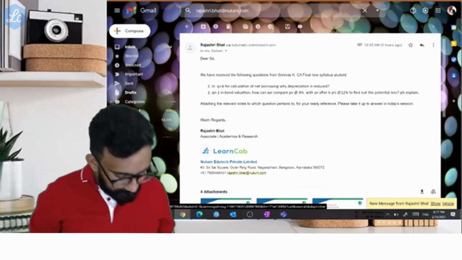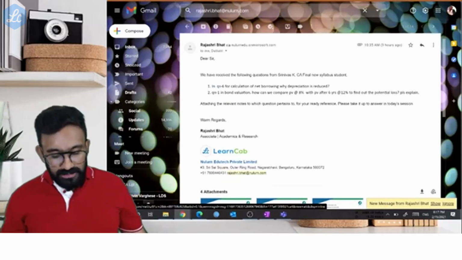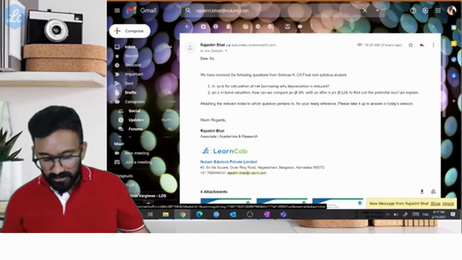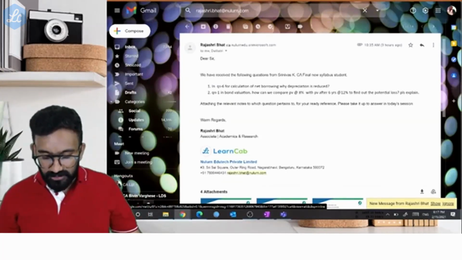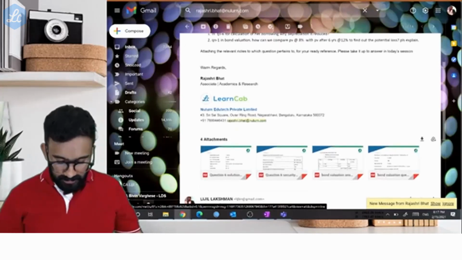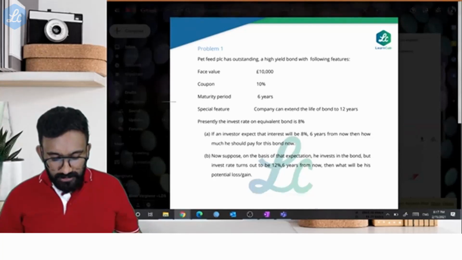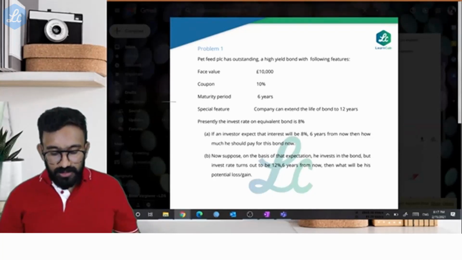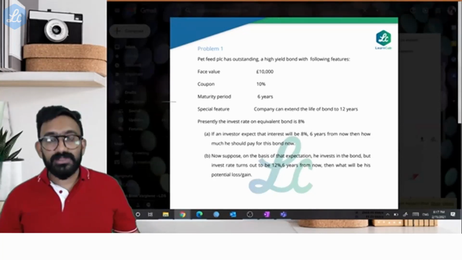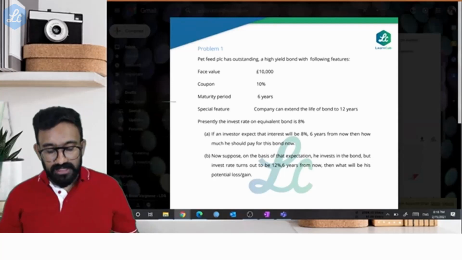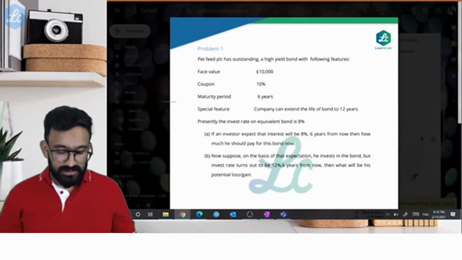Then, question number 1 in bond valuation: how can we compare present value at 8% with present value after 6 years at 12% to find out the potential loss? Please explain. Okay, so I'll take out that particular question. Pet Feed PLC has an outstanding high yield bond with the following features. Face value is 10,000 pounds, coupon is 10%, maturity period is 6 years. Special feature: the company can extend the life of the bond to 12 years.